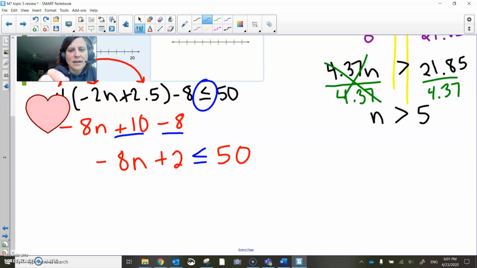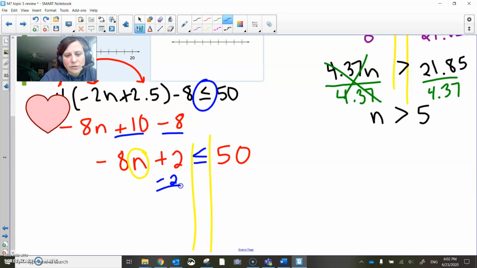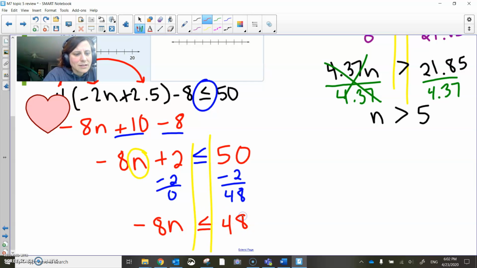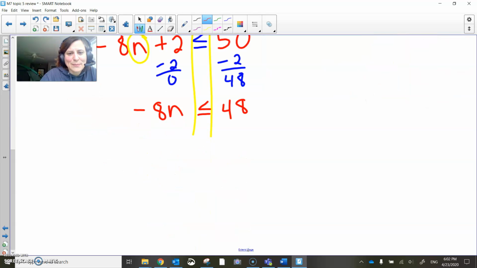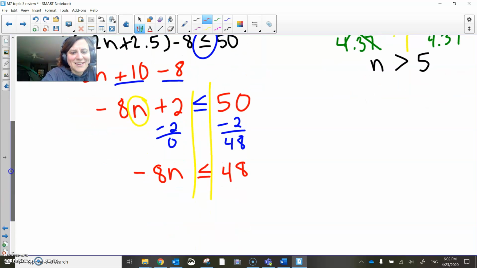Almost done. We've got the left-hand side and the right-hand side. We want to get n by itself. The easiest thing to get rid of right off the bat is any addition and subtraction. So we will subtract 2 to get it to go away, but we better do it to the other side also. And that leaves us with negative 8n is less than or equal to positive 48. Let's see if I can extend the page. Ooh, that was slick. And then to get that n alone, we want to divide by negative 8.